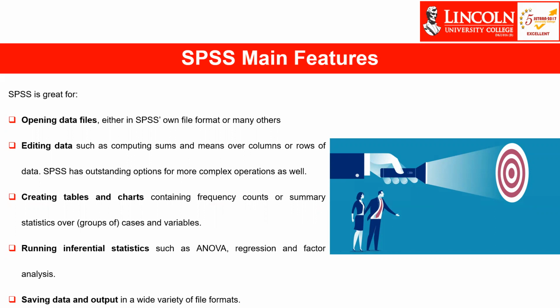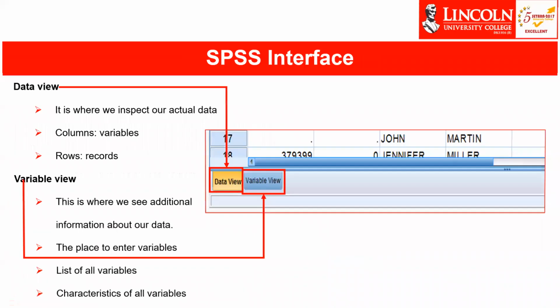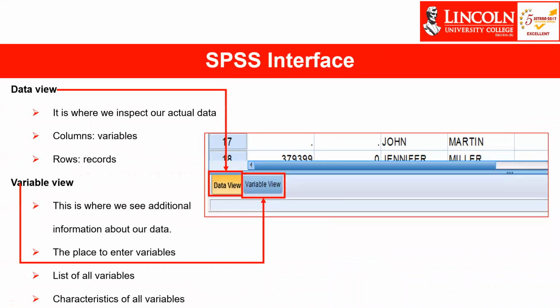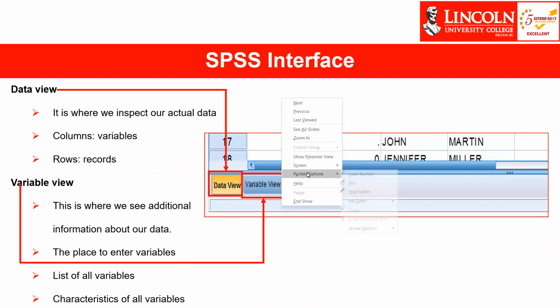So basically, you can open data files, you can edit data, you can create tables and charts, you can run differential statistics, and you can save data and output. Okay, these are the basic features of SPSS. Now, when we look at SPSS, after you have done the installation correctly, you launch your SPSS. The very first thing you should be concerned about is the data view and variable view, which is available at the bottom of your window.